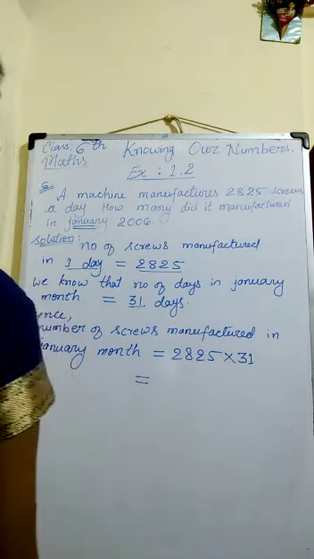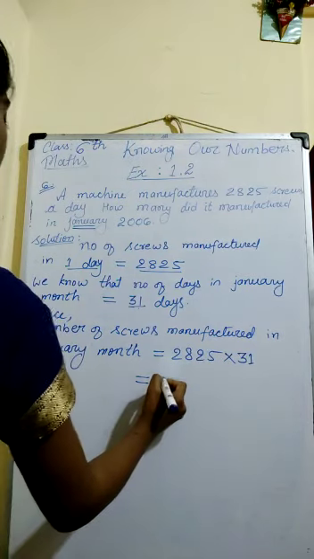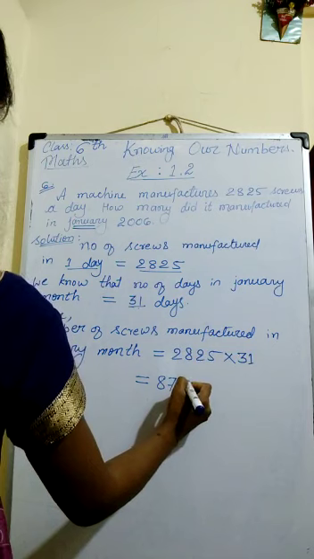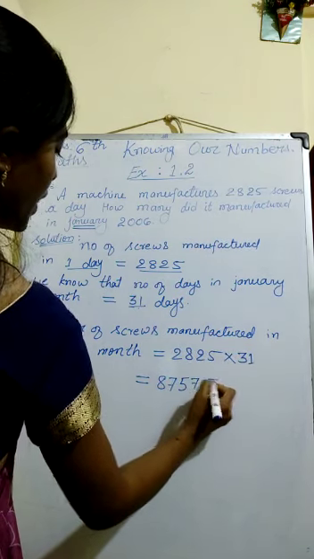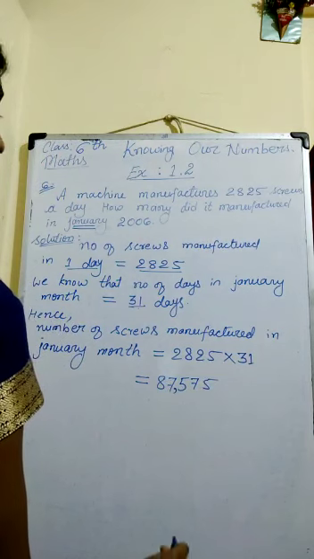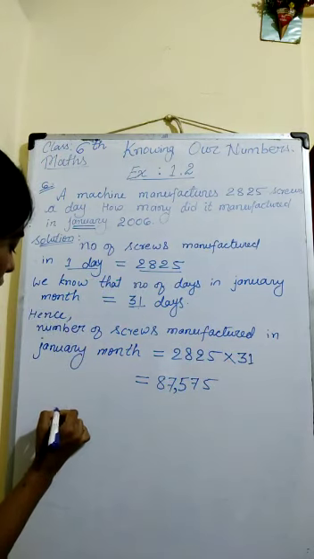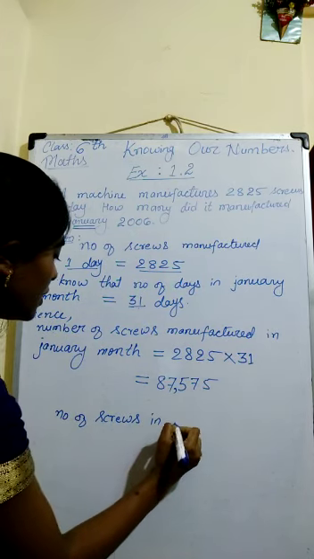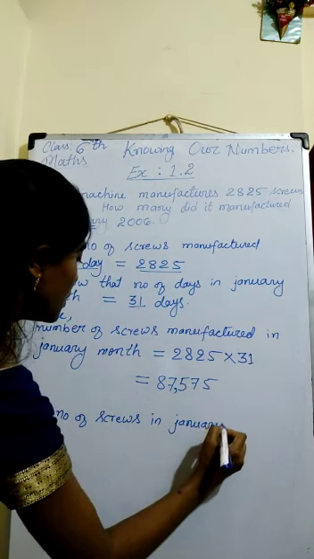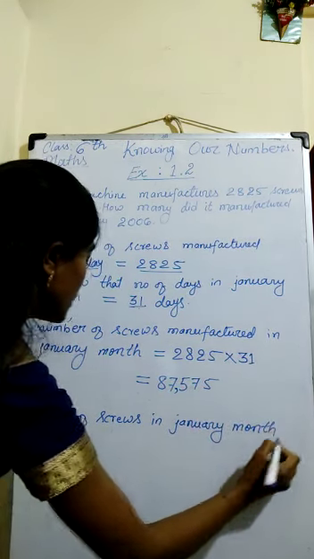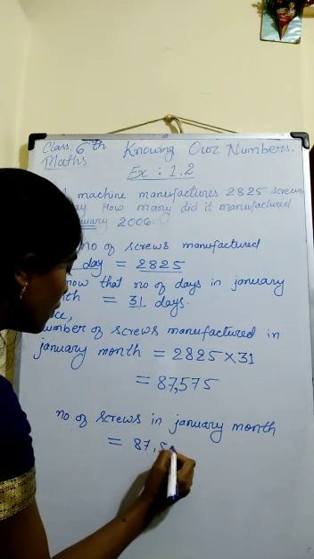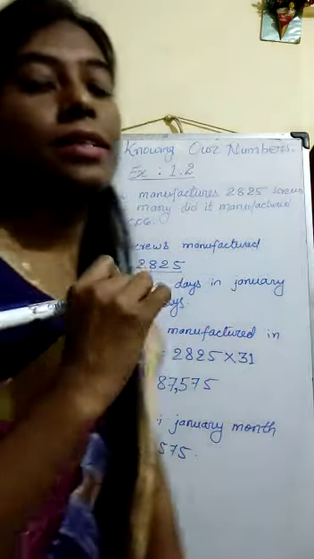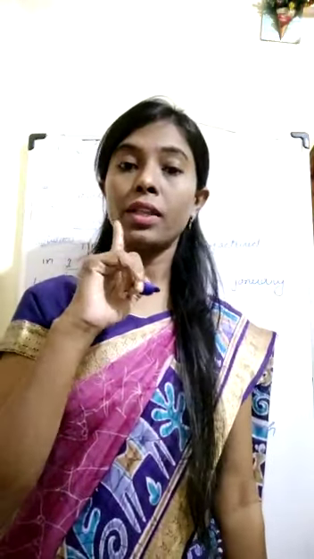You know the multiplication process. Multiply it roughly and see what the answer is. We will get 87575. This many screws can be manufactured in 31 days. So our final answer is, the number of screws in January month is equal to 87575. I think it's clear what we did here in this question. We got the value of 1, and for many we multiply it with 31. Okay.